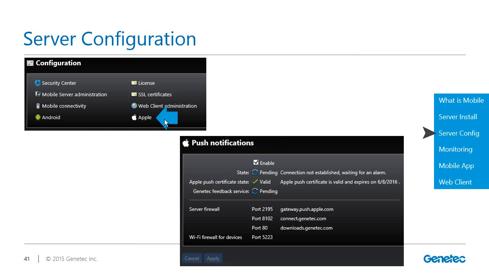Now for Apple push notifications, we do require a certificate, but that's maintained by Genetec. So about a month before the certificate expires, the mobile server will try to get a new certificate from downloads.genetec.com. If you get any kind of expiration message, make sure your mobile server can reach this website to get the new certificate.